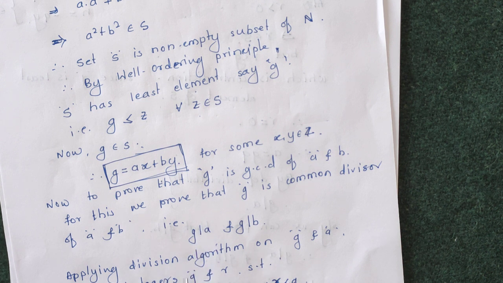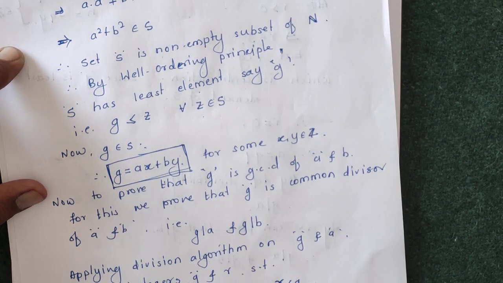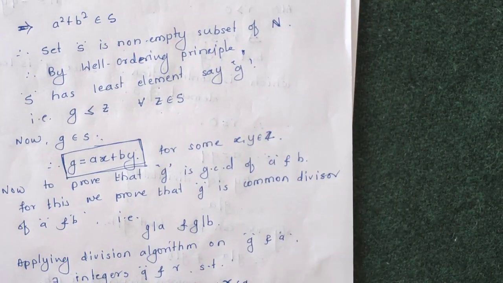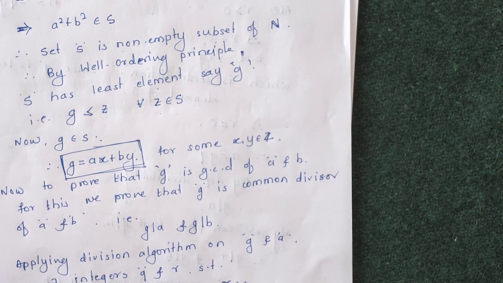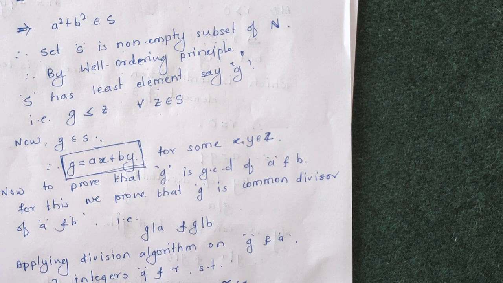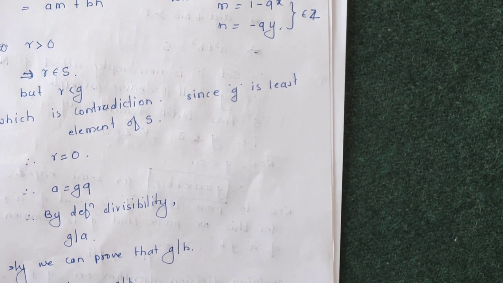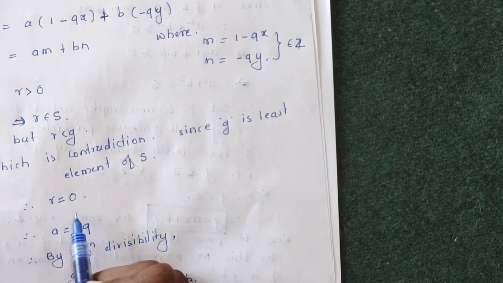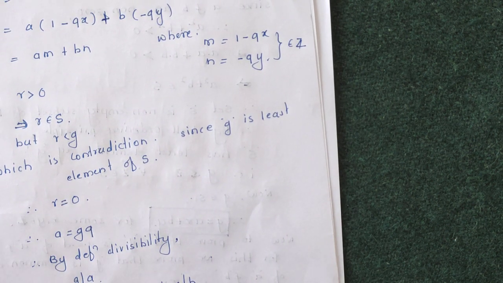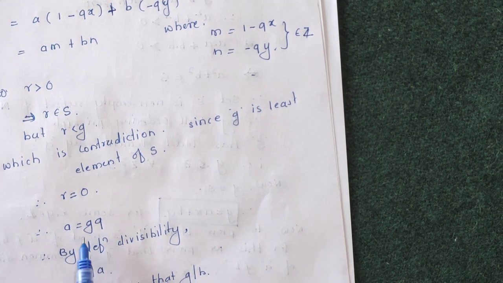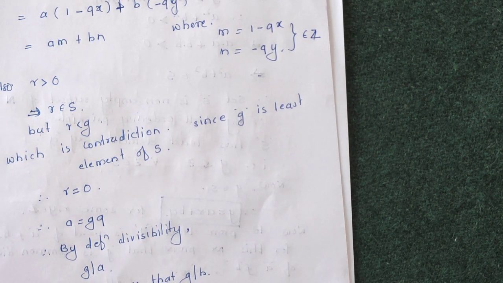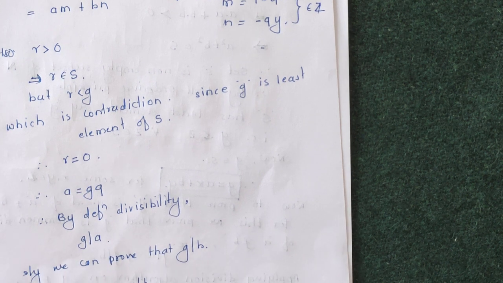To prove this G divides A, we use the division algorithm on A and G, and we get A is equal to GQ plus R, 0 less than or equal to R less than G, that is R is either equal to 0 or greater than 0. If R is non-zero, that is R not equal to 0, then we get a contradiction to G being the least element. So R must be 0. If R is 0, then we get A is equal to GQ, and by definition of divisibility we get G divides A. Similarly, we can prove that G divides B. So we get G as a common divisor of A and B.